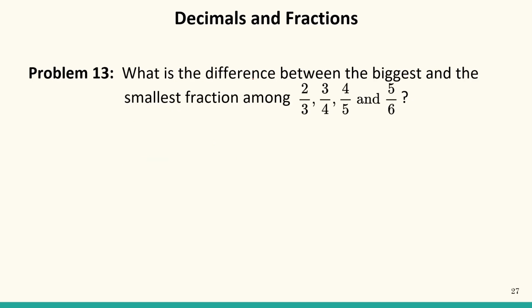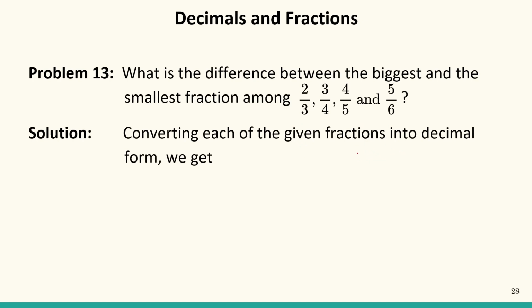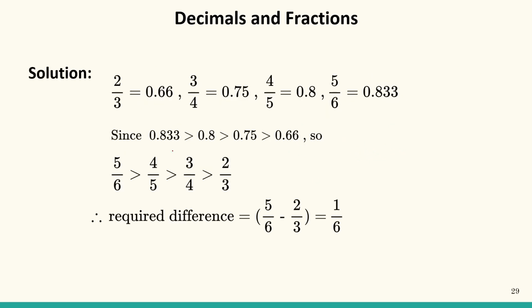Okay, so what is the difference between the biggest and the smallest fraction among 2 by 3, 3 by 4, 4 by 5 and 5 by 6? What we need to do is convert these first to decimals. Then we can compare them. Converting each fraction to decimal form, 2 by 3 is 0.66, 3 by 4 is 0.75, 4 by 5 is 0.8, and 5 by 6 is 0.833.